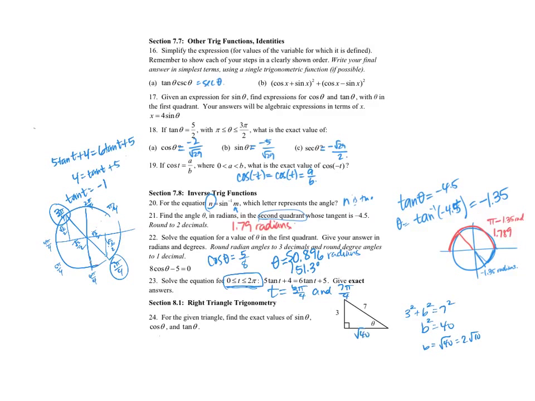Okay, and so then sine theta is going to be equal to opposite over hypotenuse, so 3/7. Cosine theta is going to be adjacent over hypotenuse, so square root of 40 over 7. And tangent theta is y over x, or opposite over adjacent, so 3 over square root of 40.